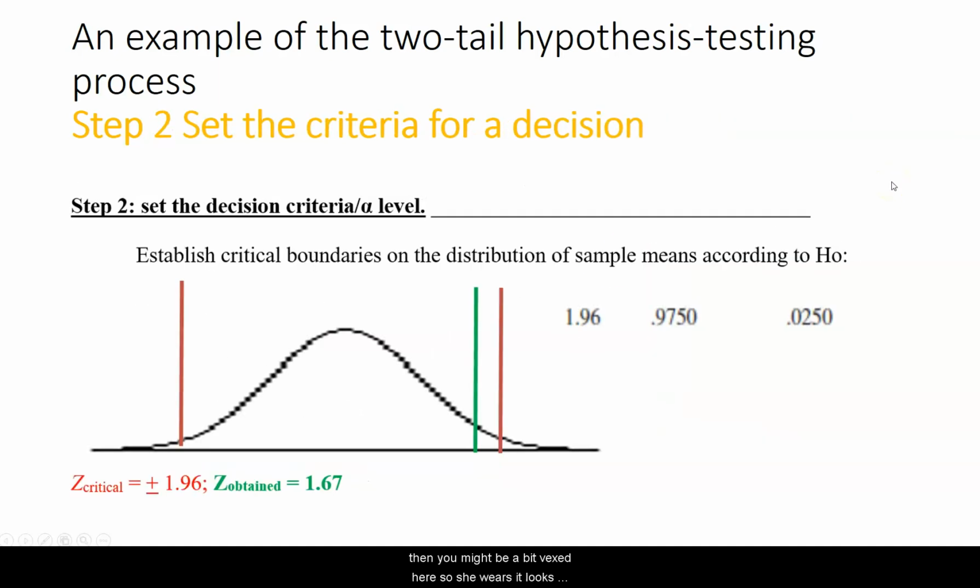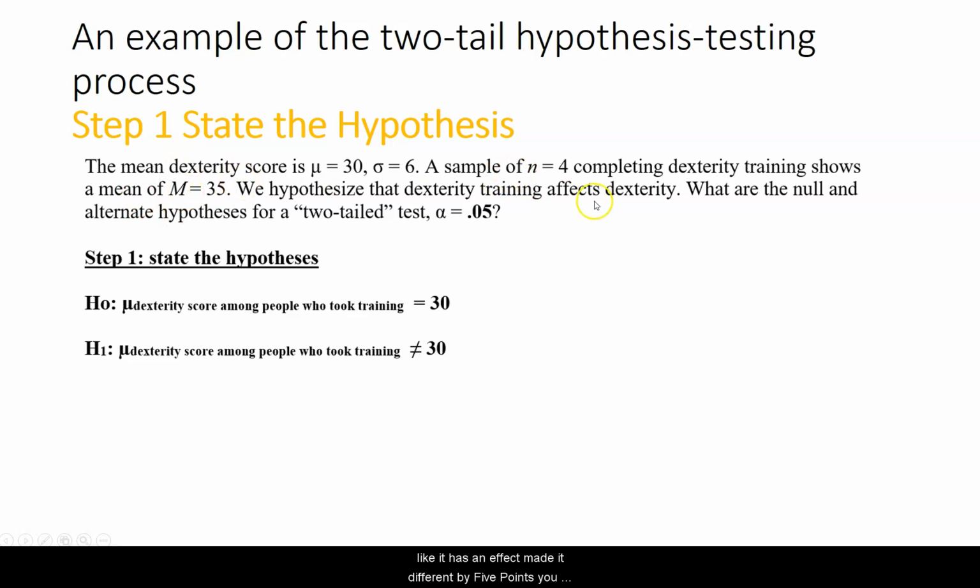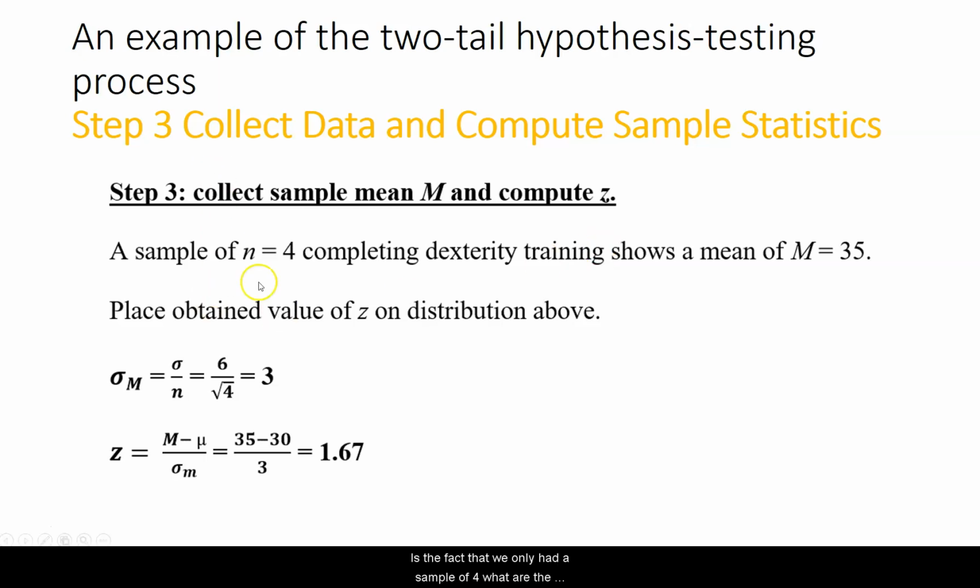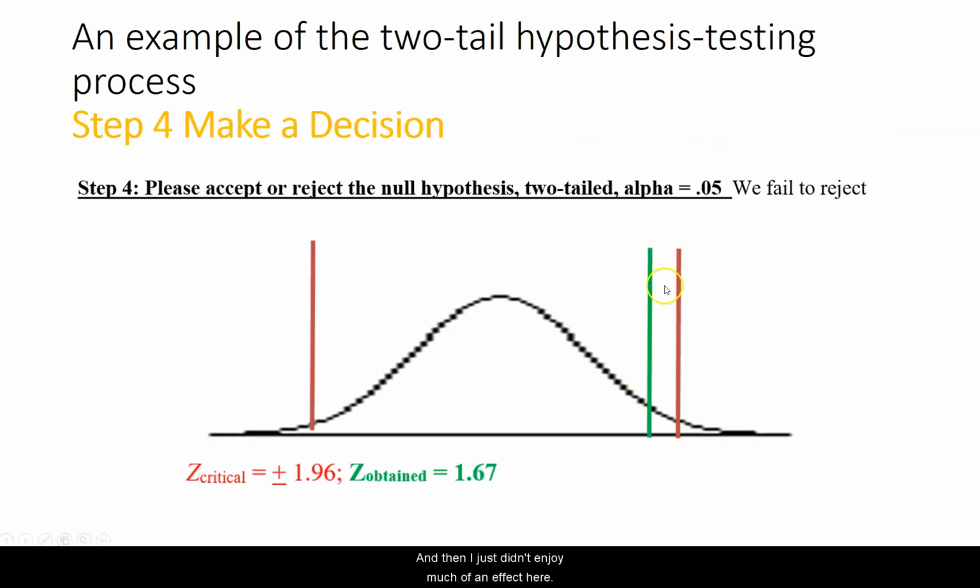Now, you might be a bit vexed here. You say, wait a minute, gee whiz, it looks like it had an effect. It made it different by 5 points. Why did we miss statistical significance? That's kind of annoying from the standpoint of the researcher. Among the things that may have caused it to miss is the fact that we only had a sample of 4. The implication is that radical 4 is kind of smallish, which makes this number kind of largish. The smaller my sample size, the bigger my standard error, and I've got to divide by a bigger number here, which had the effect of watering down the overall z-score. A small sample size is frankly a danger. And then I just didn't enjoy much of an effect here.